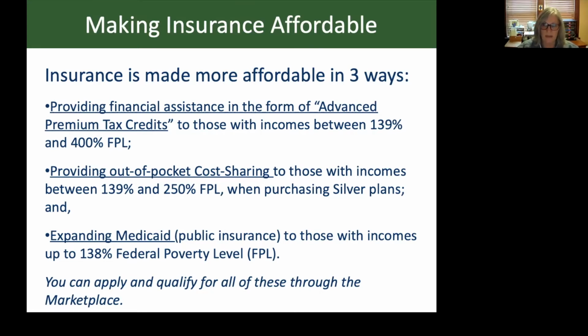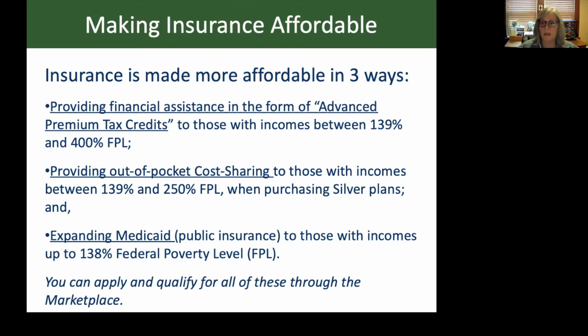A second way that the Affordable Care Act makes health insurance more affordable is by providing out-of-pocket cost sharing for those with incomes between 139% and 250% of the federal poverty level when purchasing silver plans. So when people purchase silver level plans with the cost sharing support, those plans end up actually having actuarial values of a gold plan. And we'll talk more about that later on.